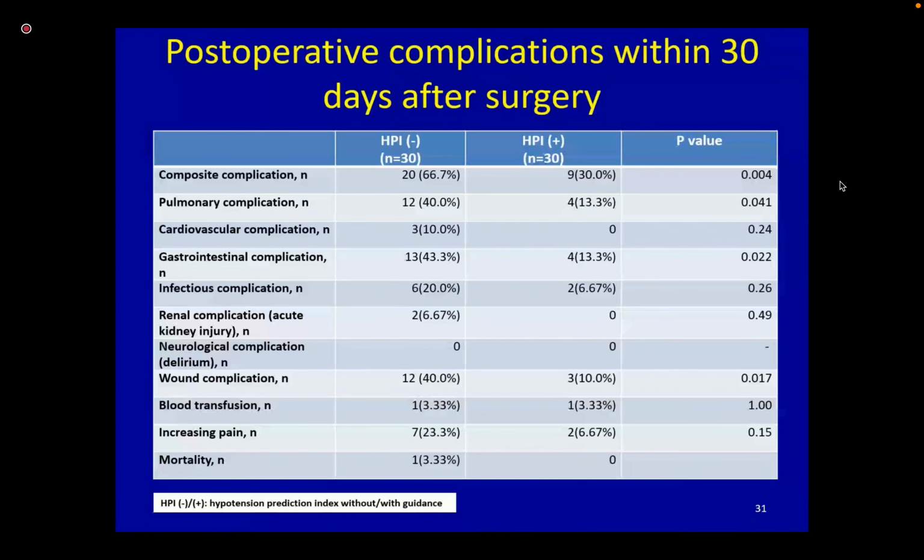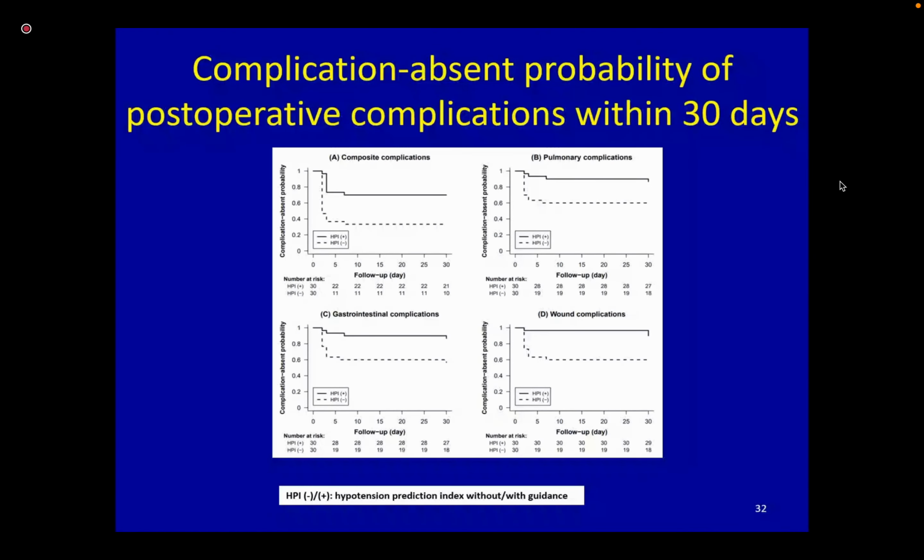The y-axis is complication absent probability. The x-axis is the following day. The patients in the HPI group had higher complication absent probability than the patients without HPI. We present the composite complication, pulmonary complication, GI complication, and wound complication in the figure.